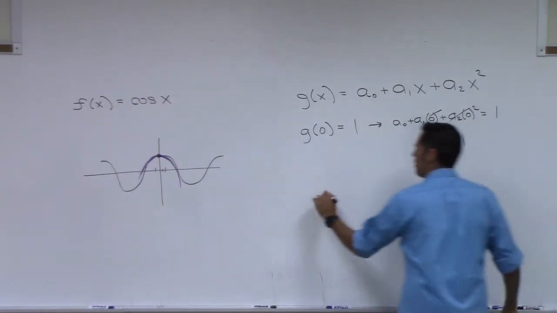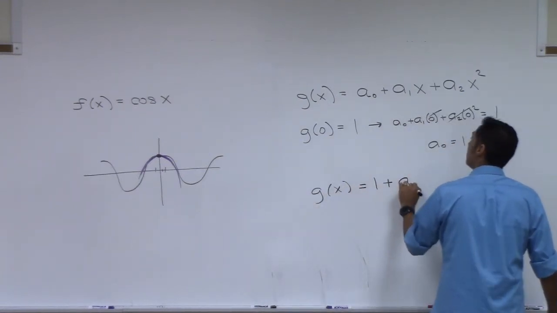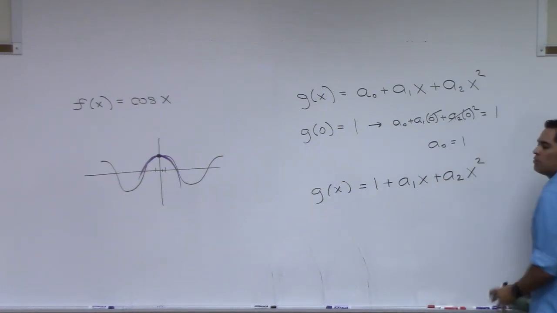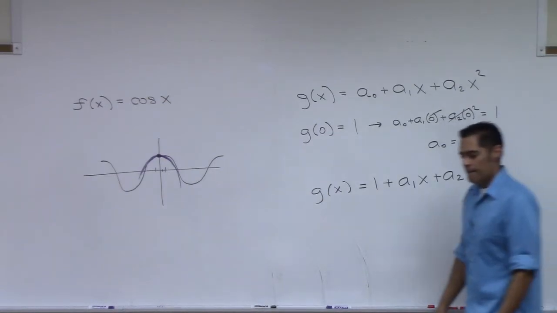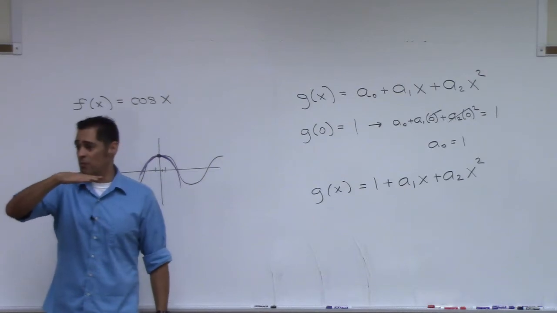Okay, so now here's my new function. This will get me at least the same value at 0. So what would be another thing I would really want to happen? I'd really like it if the slopes of the tangent lines were the same at 0.